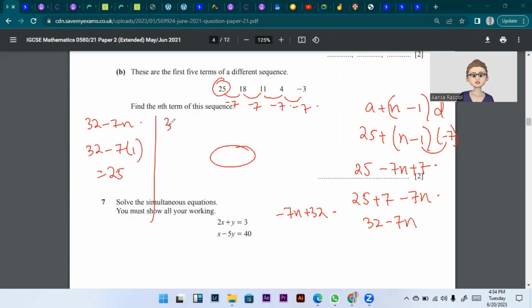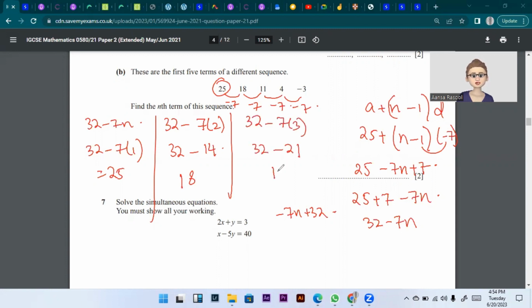Now suppose you want to find the second term. For the second term, you substitute n equal to 2. So 32 minus 14 gives 18. Even if you want to make sure, 32 minus 7 into 3, 32 minus 21, you get 11. So that's how you solve questions on sequences.